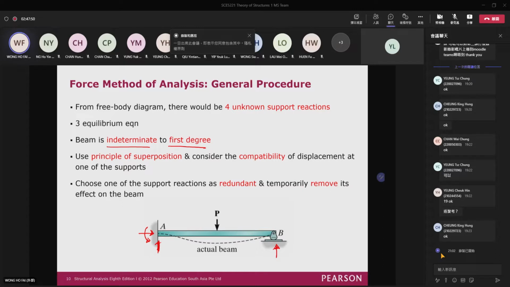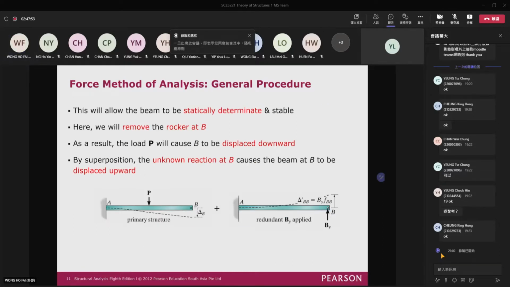Then by using the principle of superposition, originally I have one structure here, and then I have my force here. This is my original structure, and then I have my support here. For the superposition method, I can decompose the case into 2. For the first primary structure here, I just take the By away. If I take By away, there will be a deflection delta B here. The whole beam will go downward. However, my By is here, so I need to add back my By here.